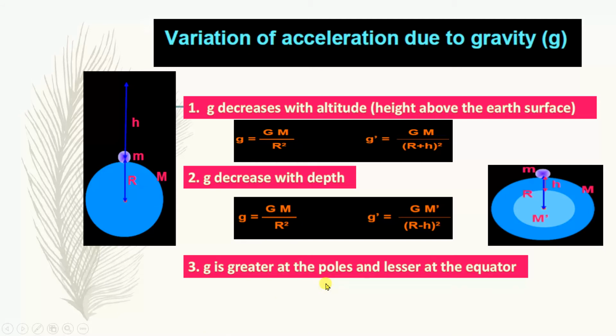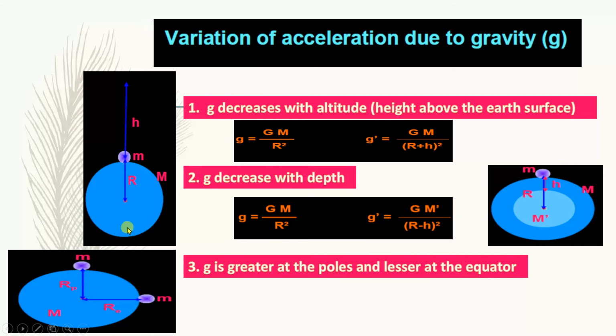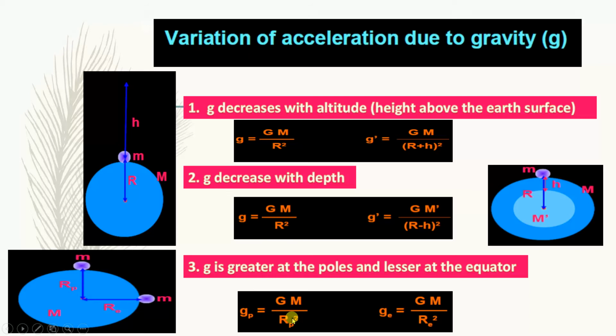g is greater at the poles and lesser at the equator. Now, what happened is that our earth, as we know, is not completely circular. It is flattened at the poles. Due to this, the radius at the equator and the radius at the pole are not the same. At the equator it is more, and at the pole it is lesser. So r is smaller. Where we talk about the pole, the radius of the earth is smaller, so the value of g will be greater. So at the poles the value of g is more. At the equator, since the radius is more, the denominator is larger, so its value will decrease.